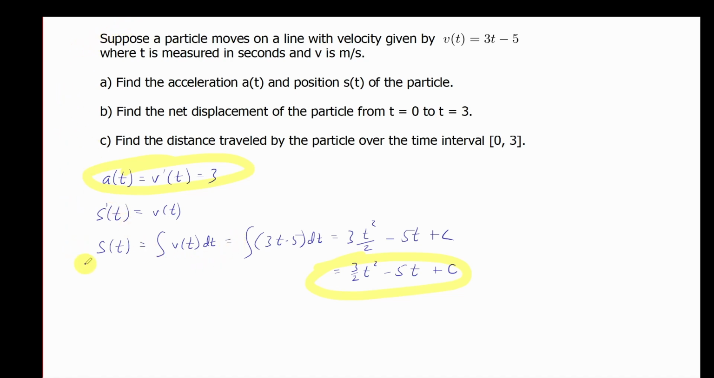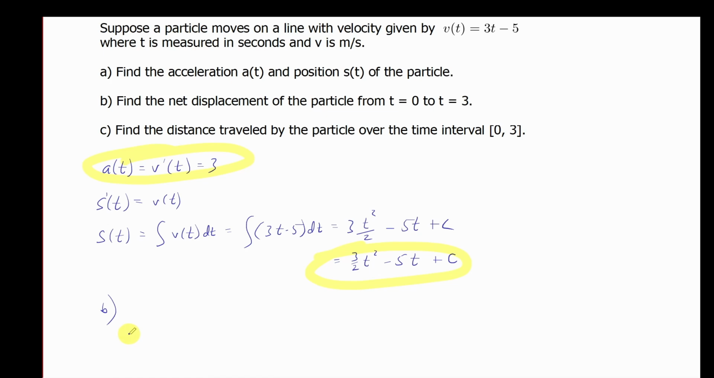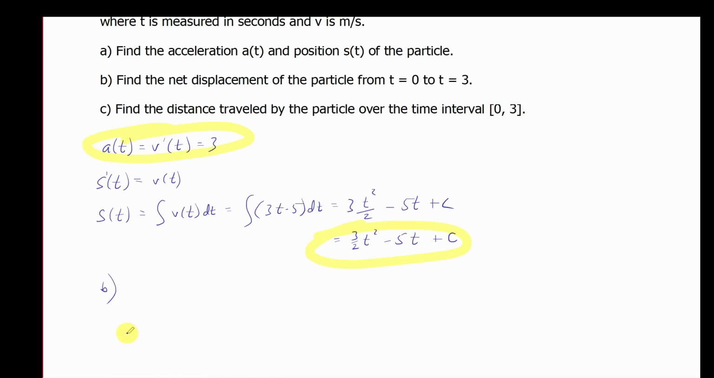For part B, find the net displacement of the particle from t equals 0 to t equals 3. What I'm going to do is look at where that particle is at those two different times. We have a tiny bit of a problem because our position function has this plus c in there, but it won't matter for this example. What I want to do here is just figure out where the particle is at time 0 and where it is at time 3. And for the net displacement, I'm just going to look at the difference between the two. So we can just look at s of 3 minus s of 0.